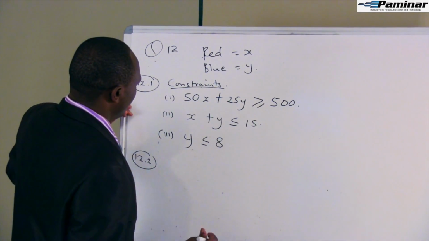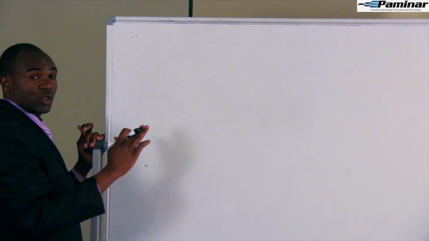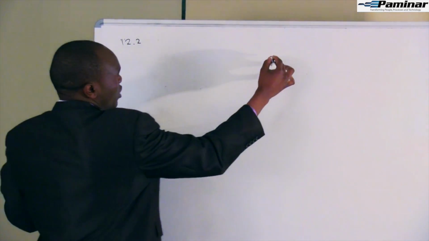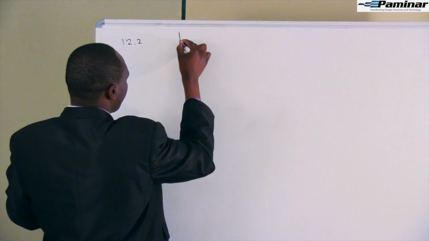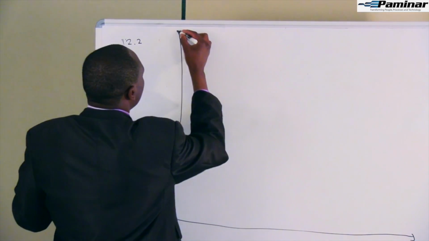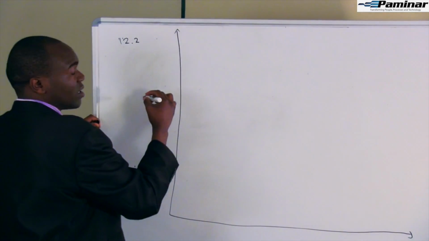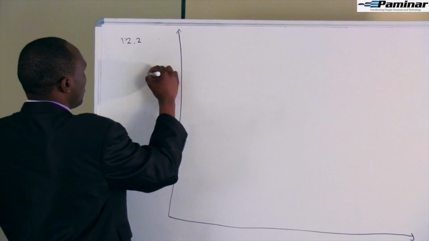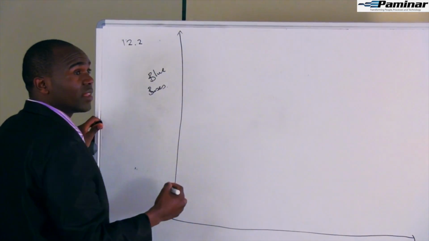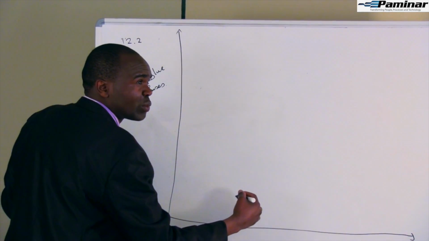Alright. Let me use this other side. But that information you don't need to delete it because you are going to use it again. So 12.2, we draw. Now why we use the blue ones? So we call blue buses here, and then the other ones gray.